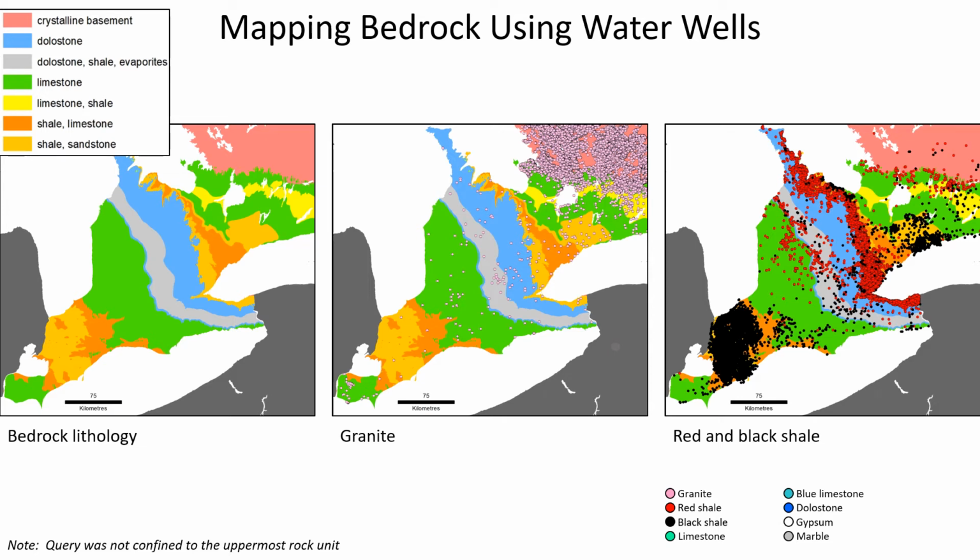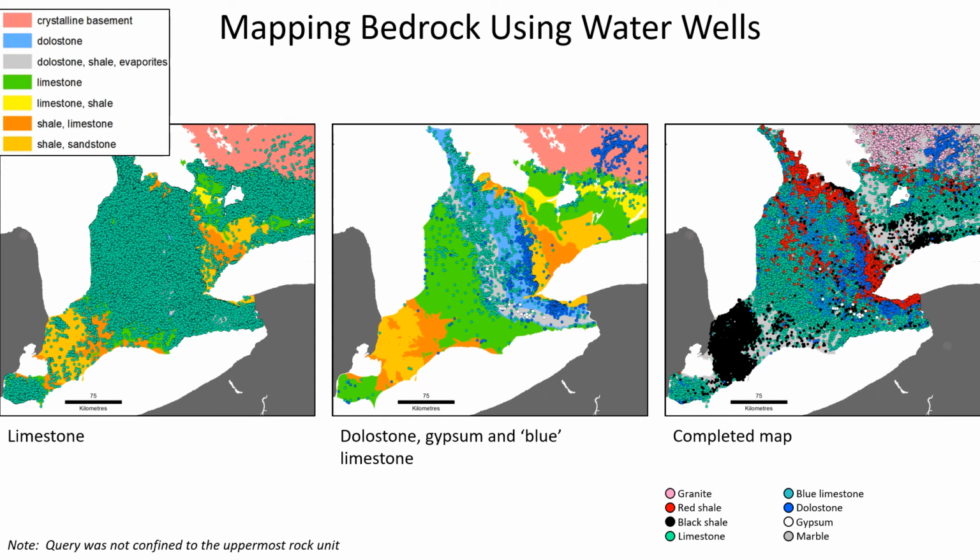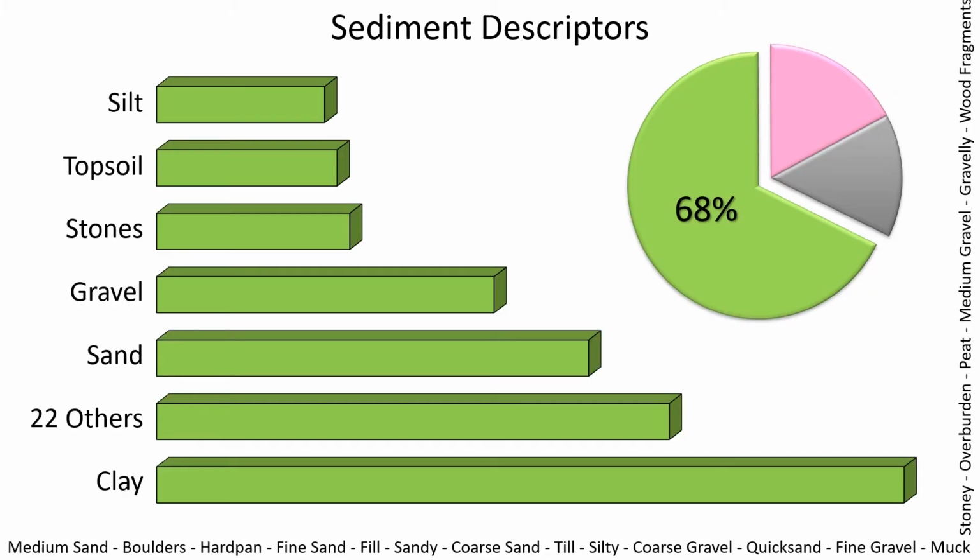So far, so good. On map 1 of this slide, we see limestone over both limestone and dolostone bedrock. This clearly shows that dolostone is underrepresented. On map 2, we see dolostone and gypsum, as well as instances of blue limestone. And finally, we have the completed map. These simple queries provide a quick and easy indication of problem rock lithologies.